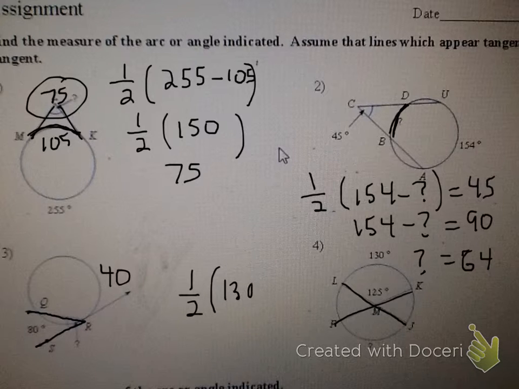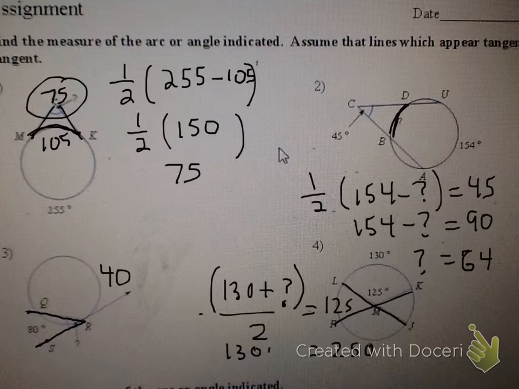So 130 plus some number, or you could take that divided by 2. Sometimes it's written like that. That has to equal 125. So I've got to multiply both sides by 2. 250 equals 130 plus our angle. Subtract 130, you get 120. Now our shortcut would be to look at the average, and the average is 125, and one of them is 5 above the average, so the other has to be 5 below.